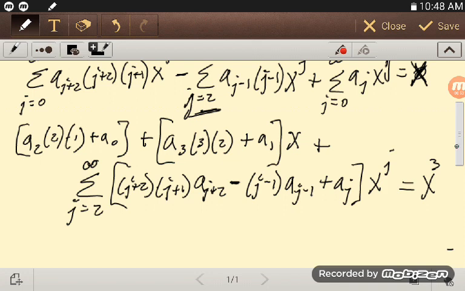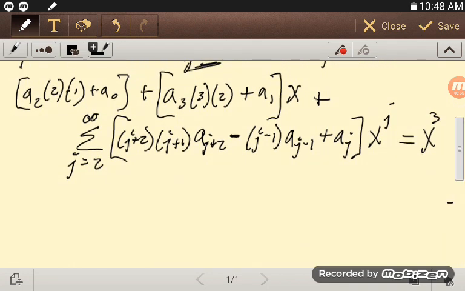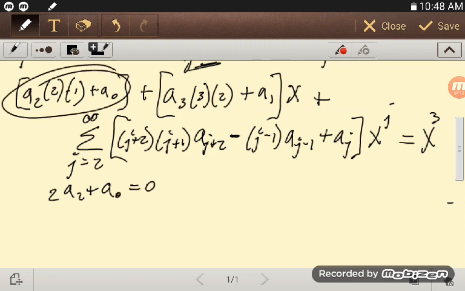Okay, now, similar to when it was equal to 0, we just match up terms again, and notice there's only an x cubed over here. And so I do have that 2 times a2 plus a0 has to equal 0. So that's that term. Then the x term has to equal 0, so I have 6a3 plus a1 is also equal to 0.